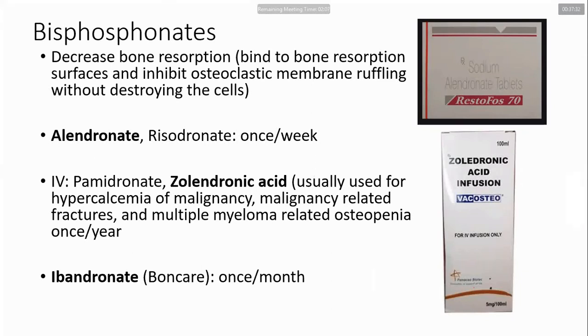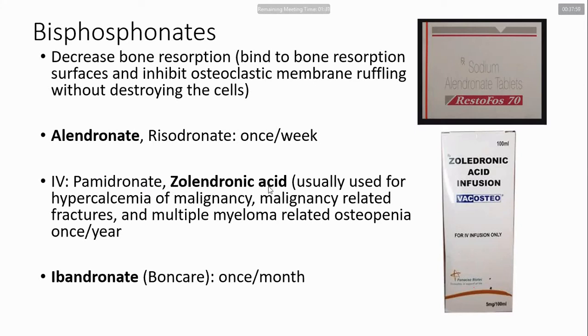So the oral forms would be alendronate, risedronate. They are prescribed once a week. It usually comes in a strength of 70 milligrams. So that's advised to give once a week for maybe about 12 weeks and see how the response is. Okay. So the other injectable form which we commonly use is zoledronic acid. Okay. So pamidronate, even though it is there, it's not commercially available in Nepal.